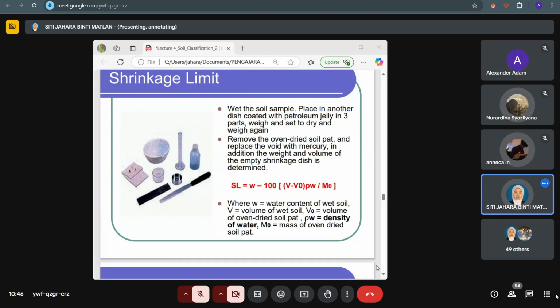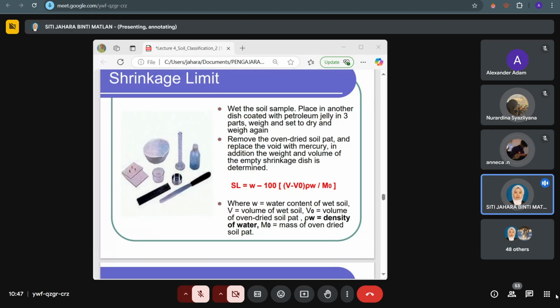Then we go to the procedure. Okay. Test procedure to determine the shrinkage limit and the formula used to calculate the shrinkage limit. So the procedure begins with the preparation of the soil samples. So wet the soil sample thoroughly, then place it in a dish coated with petroleum jelly. We use petroleum jelly. So divide it into 3 parts.